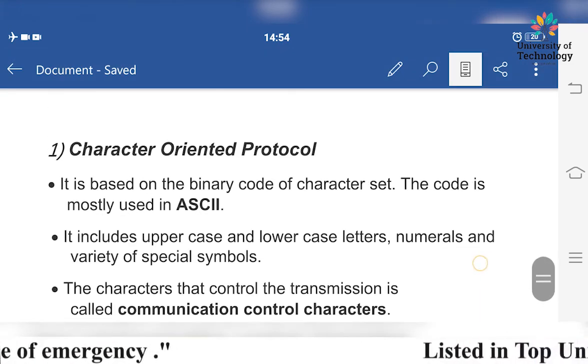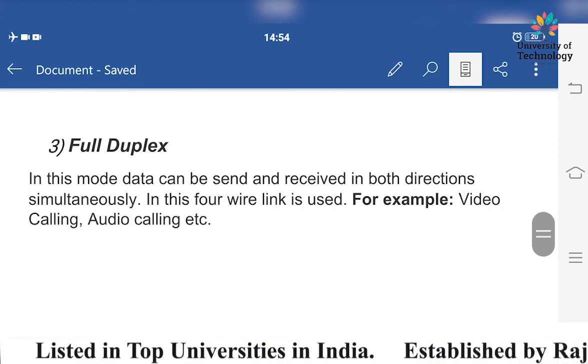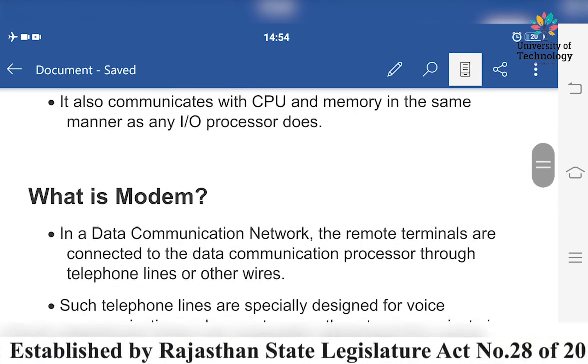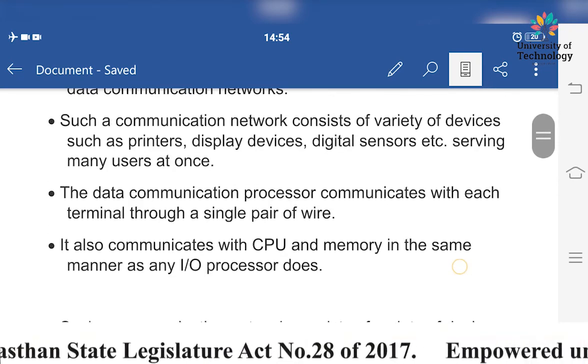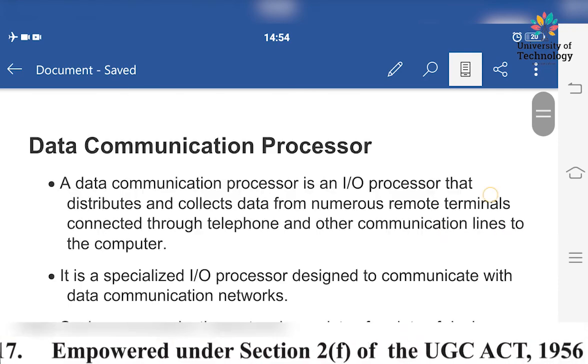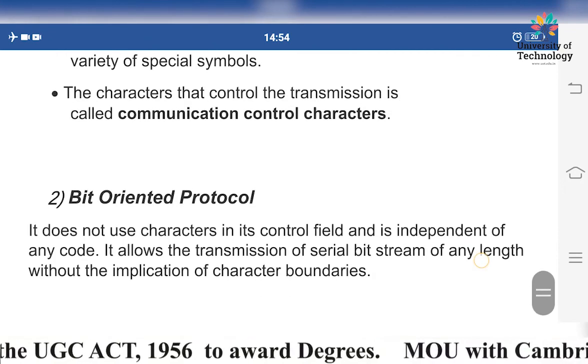What are protocols? How many types of protocols are there? Then we have also done the revision of transmission modes, and then we discussed the modem, and then the processor, the data communication processor. So this is all for today.